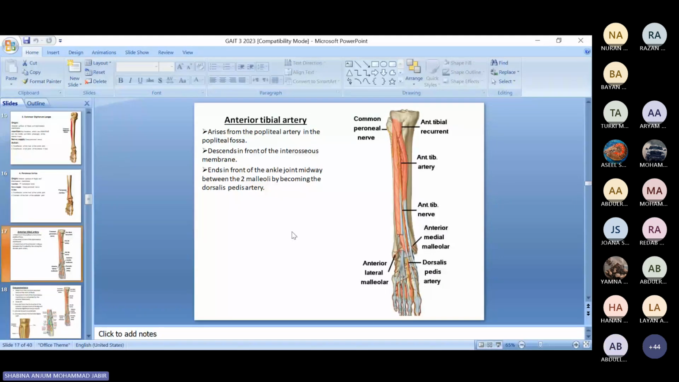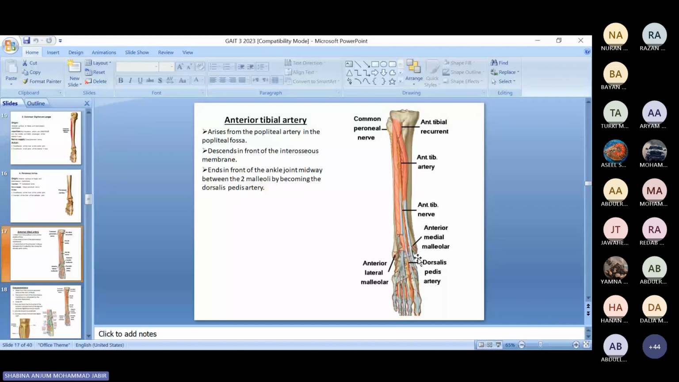Femoral. Very good. It is a continuation of the femoral artery. So it will descend in front of the interosseous membrane. So then after that what will happen? It will end in front of the ankle joint, between the two malleoli.